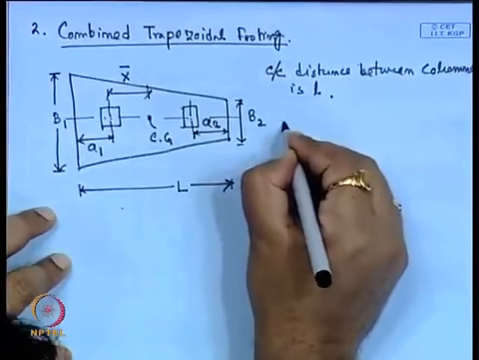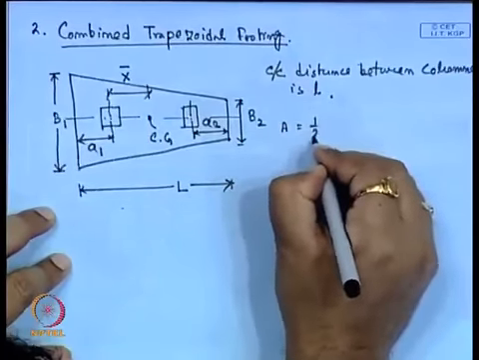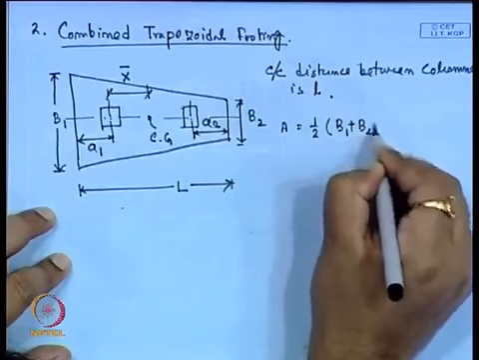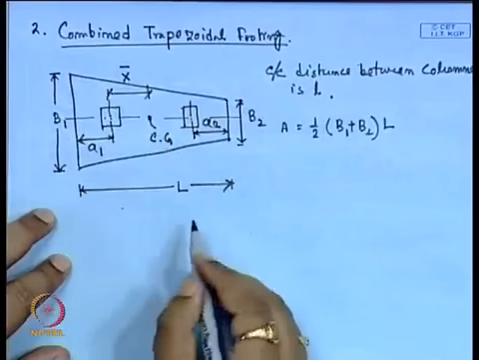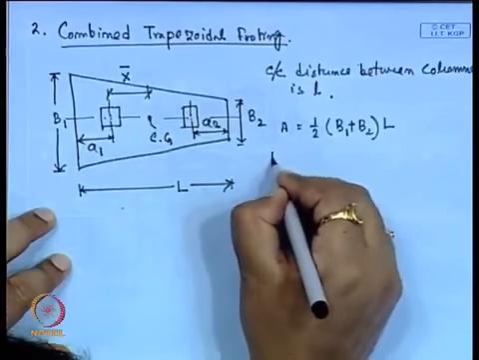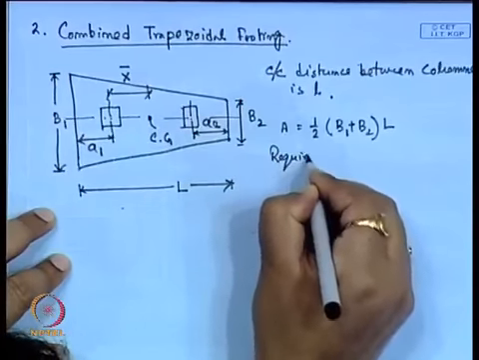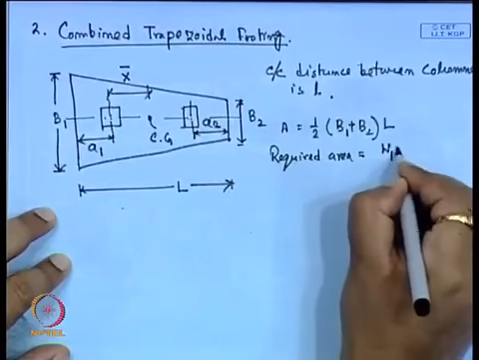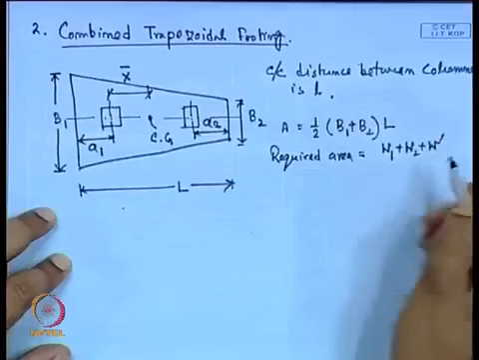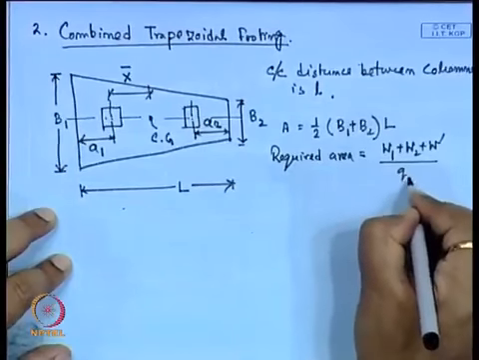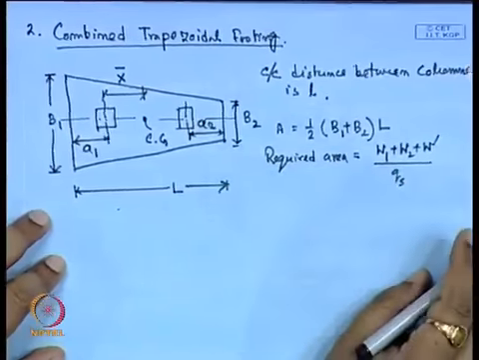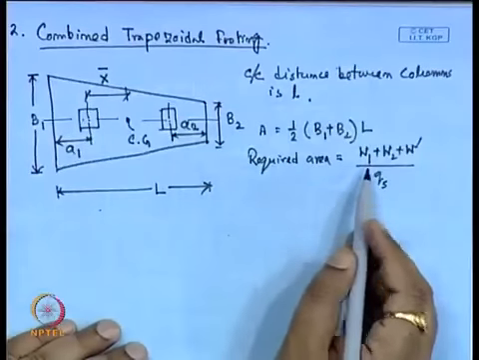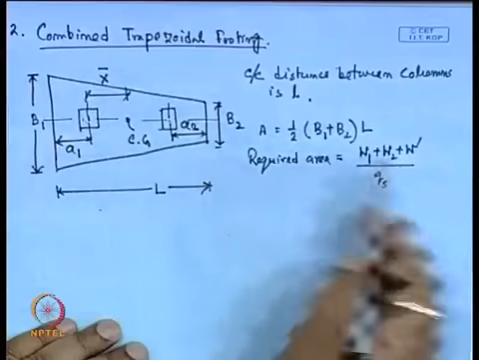Again we can write the area of this trapezoidal footing, this trapezium area, as half of (B1 plus B2) into L. This is the area, but the required area is again (W1 plus W2 plus W') divided by Qs. Here Qs is the same bearing capacity of the soil, W' is the same weight, W1 is the load acting at the first column, and W2 is the load acting at the second column.